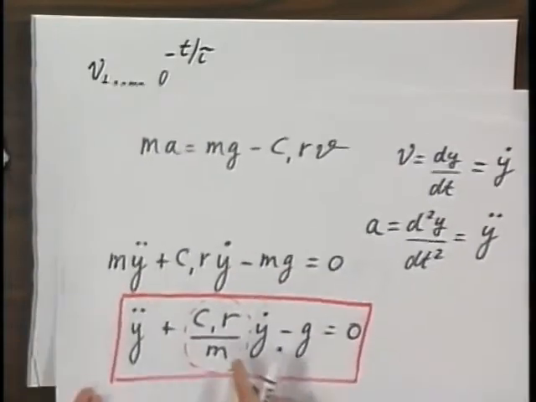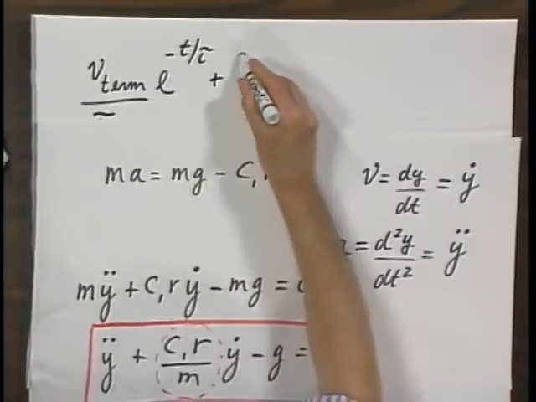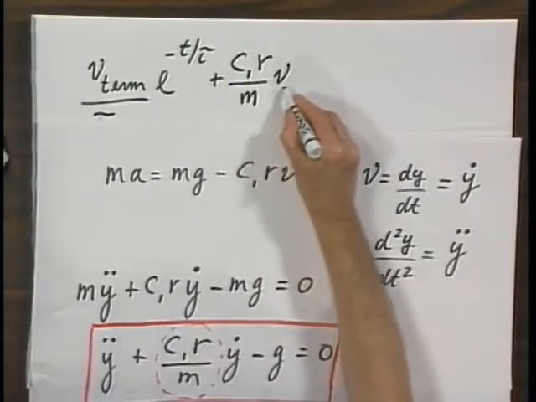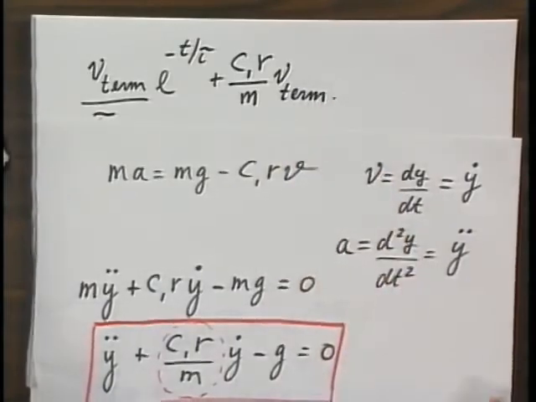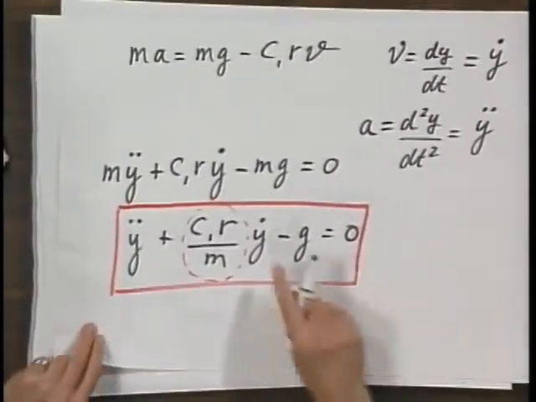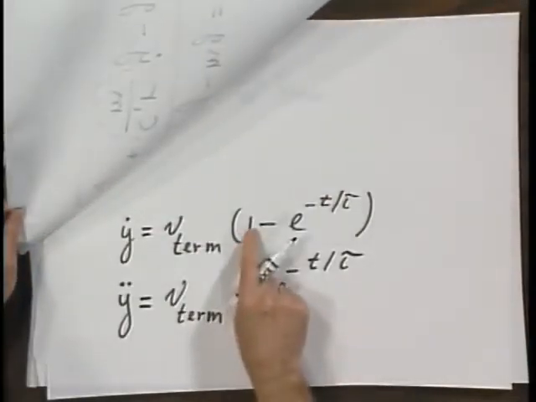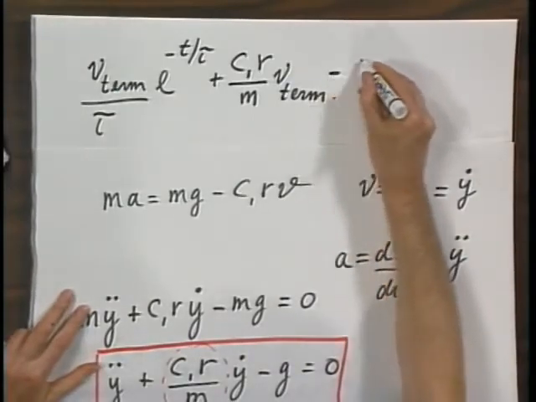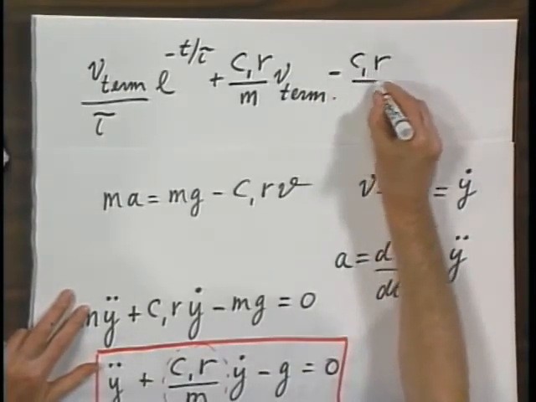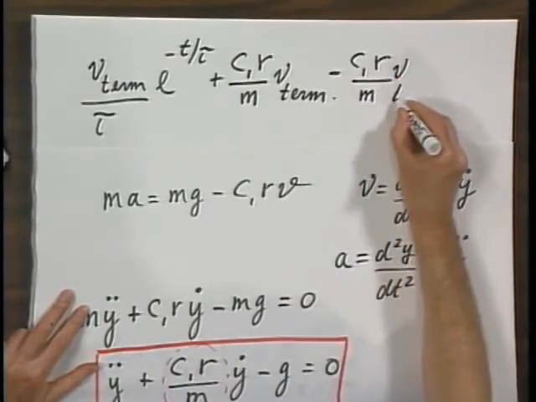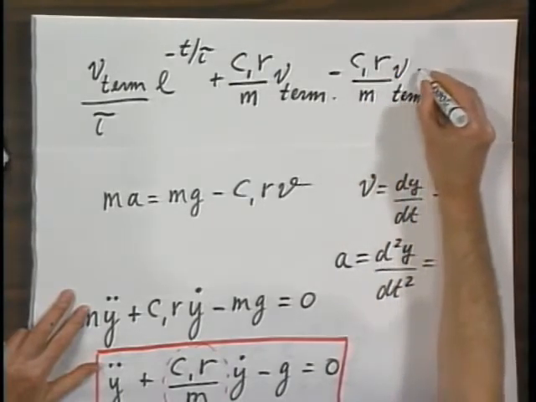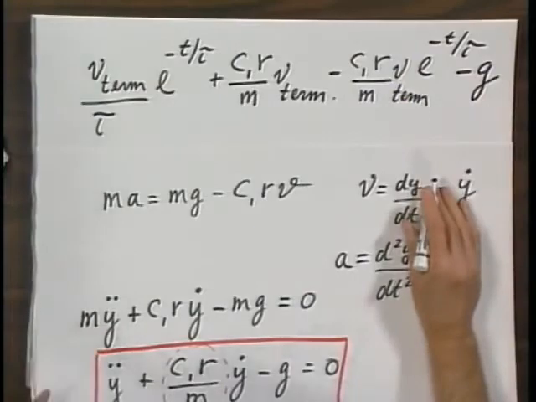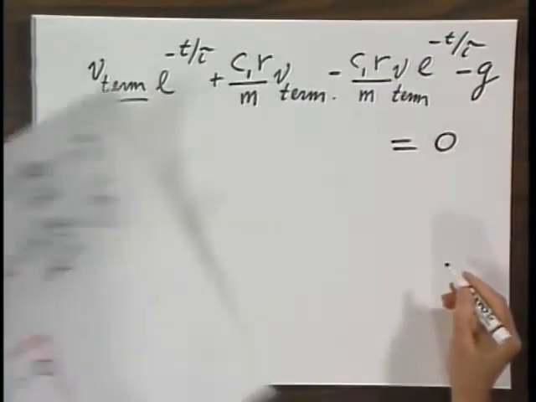Now comes the second term, plus C1 r divided by m times v terminal. Remember the y dot has this term and it has this term. So I have to also add minus C1 r divided by m v terminal e to the minus t divided by tau minus g, and that whole thing equals 0.